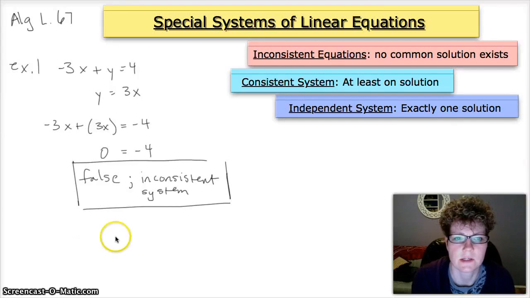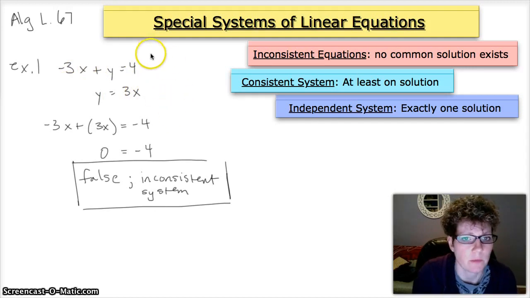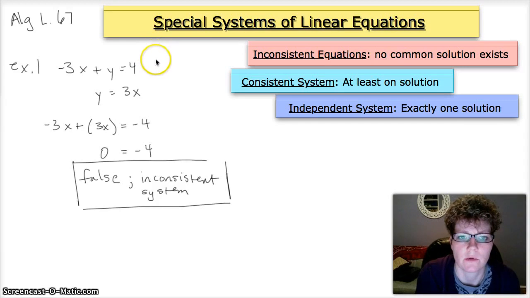So Algebra Lesson 67 is on special systems of linear equations. We've been working with how to solve a system of linear equations. A system means that I have two or more equations. We've been working with two, and the ways that we've gone about solving them are number one, graphing, number two, substitution, number three, elimination. So today we're going to be working with special systems.